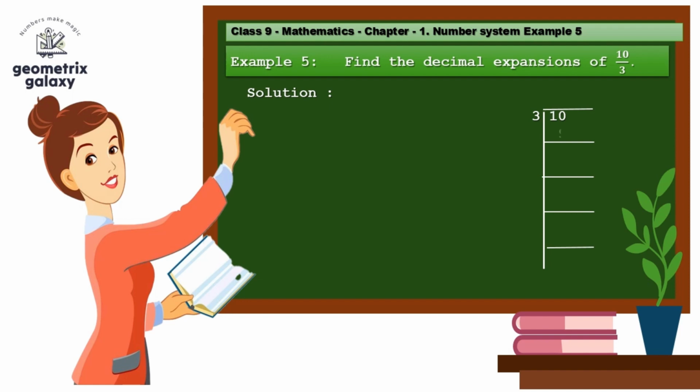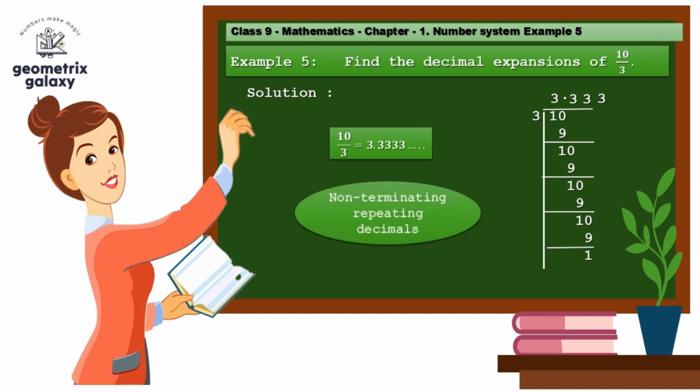So again you are going to get 3 3s are 9 and the remainder is 1. The same procedure will be followed. But it will never come to an end. So 10 by 3 is equal to 3.333... So this is an example for non-terminating repeating decimals. If you see the remainders, continuously we are getting 1.